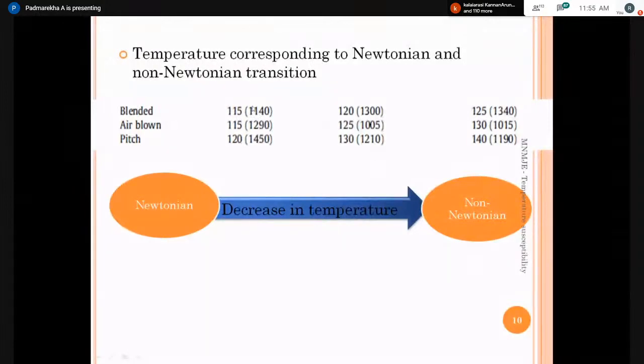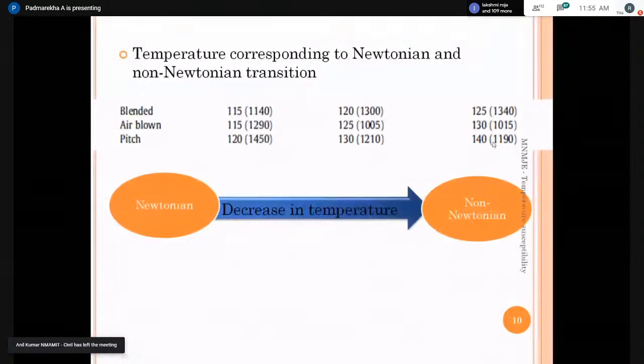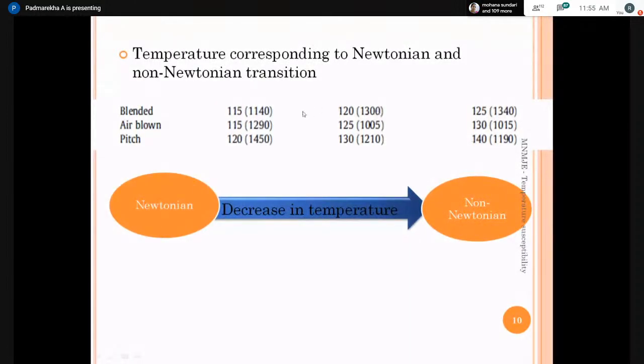The first column corresponds to unaged binder, the second column corresponds to short-term aged binder, and the third column corresponds to long-term aged binder. For the unaged binder, as the temperature is reduced from say 130 degrees Celsius to 90 degrees Celsius, at high temperature you see a Newtonian response, and this is a cutoff line at 115 degrees Celsius. Below 115 degrees Celsius, you see a non-Newtonian response. So there is a transition in the behavior of bitumen when you decrease the temperature from high to low. This is for an unaged condition.